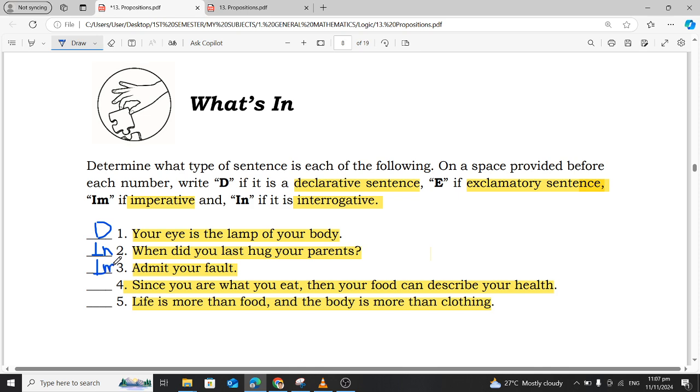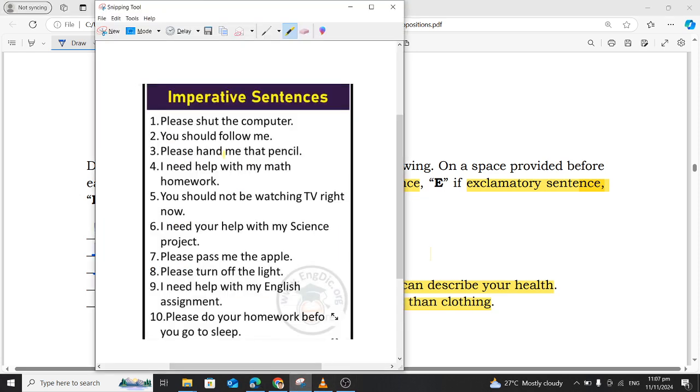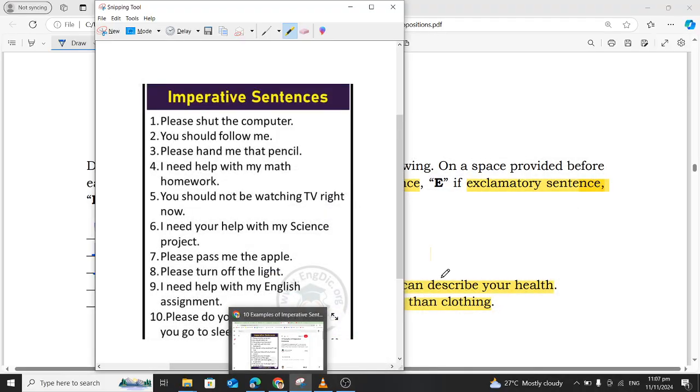So I have here, class, more examples of imperative sentences. Number 1, please shut the computer. Command. You should follow me. Still a command. Please hand me that pencil. It's a request, still imperative. I need help with my math homework. Still a request, imperative. You should not be watching TV right now. That is a command as well, imperative. I have more examples. Kindly read for your reference. Okay? So I hope nasabtan ang imperative sentence.